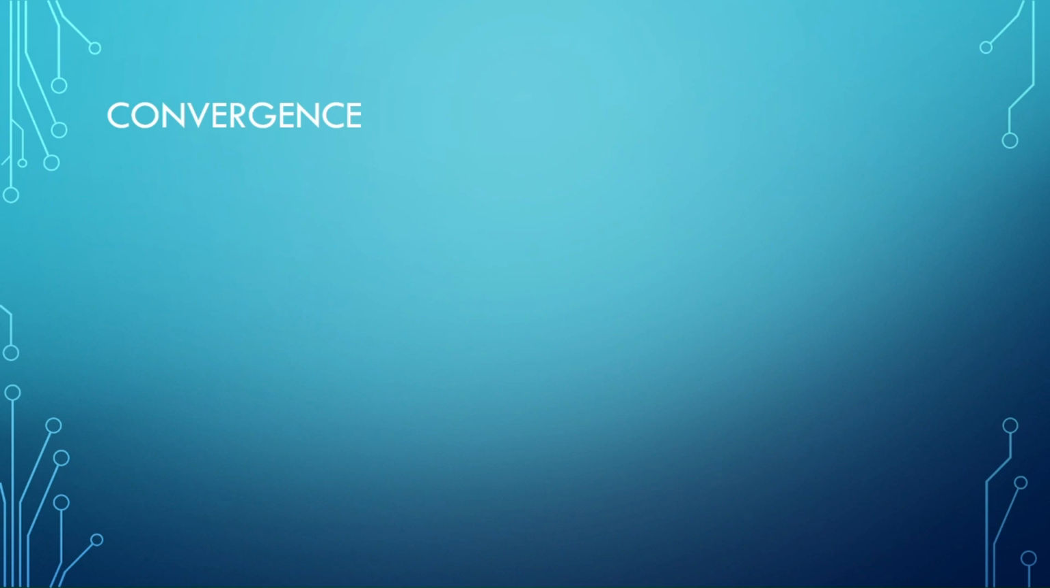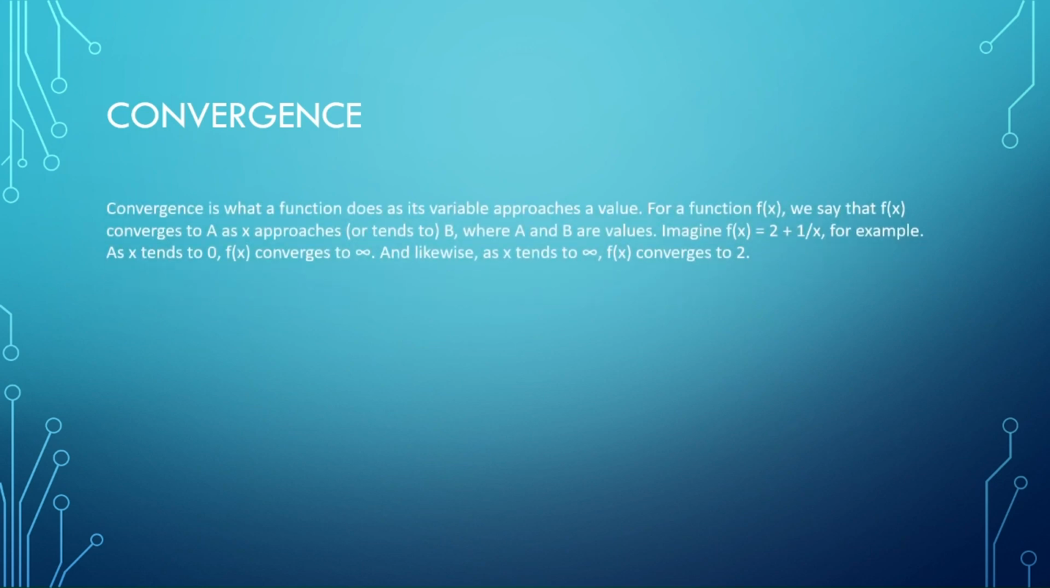So for limits, we're going to need to know about convergence. If you've done further maths, you'll probably know about convergence, or maybe in normal maths at A level. So convergence is what a function does as its variable approaches a value. So for a function f of x, we say that f of x converges to, let's say, a as x approaches or tends to b, where a and b are values. So as the variable tends to a value, the function converges to a value.